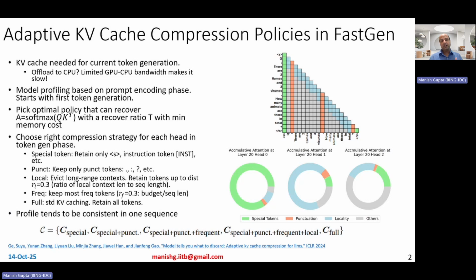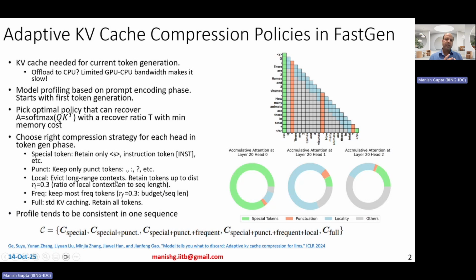You evict all long range contexts. So you don't keep long range contexts at all, right? So retain tokens only up to a particular distance threshold. They measure the threshold in terms of the ratio of local context length to sequence length, and they keep the threshold as 30%. Okay.